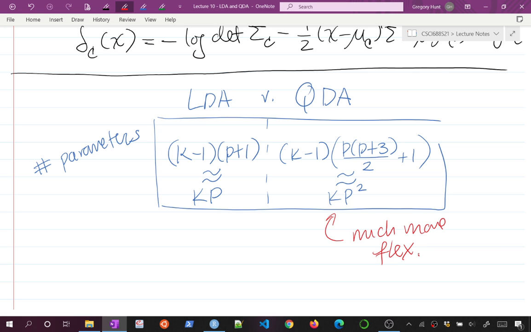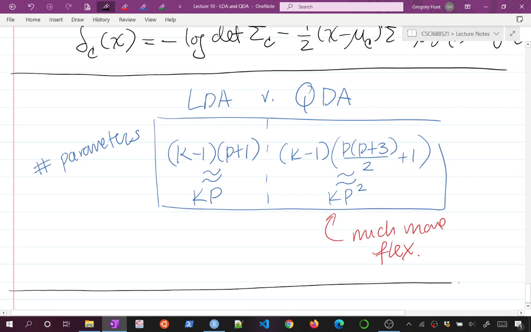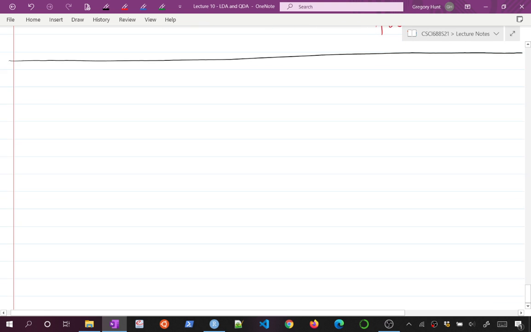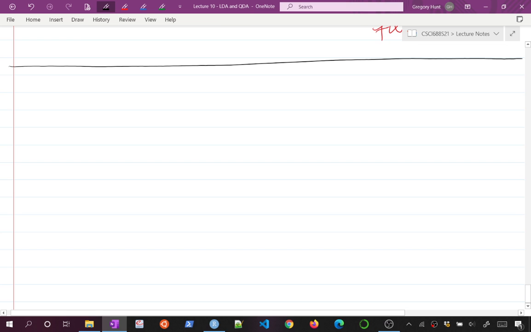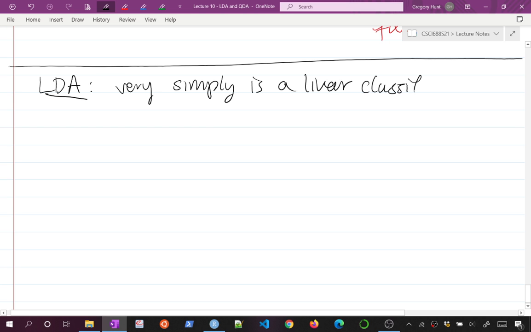So the last thing that we should talk about in class today, in this last couple of minutes, is that we've now looked at linear classifiers, right? In particular, we looked at LDA as our first linear classifier. LDA, let's say very simply, is a linear classifier.